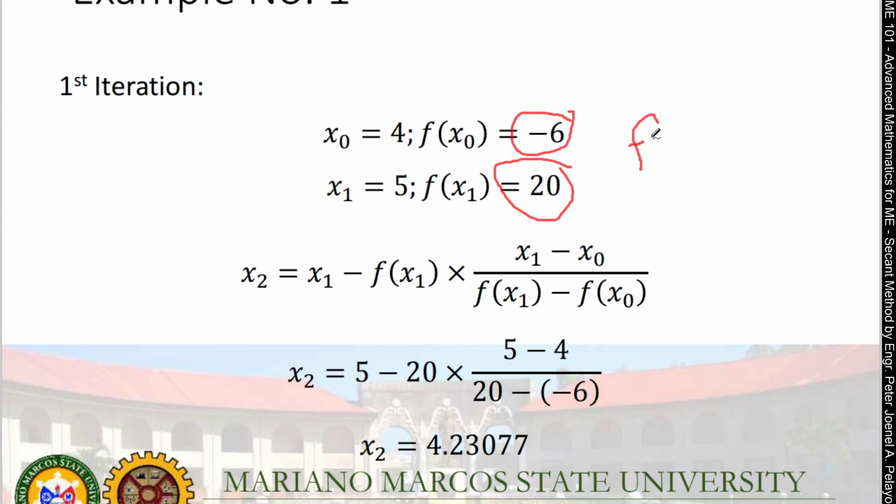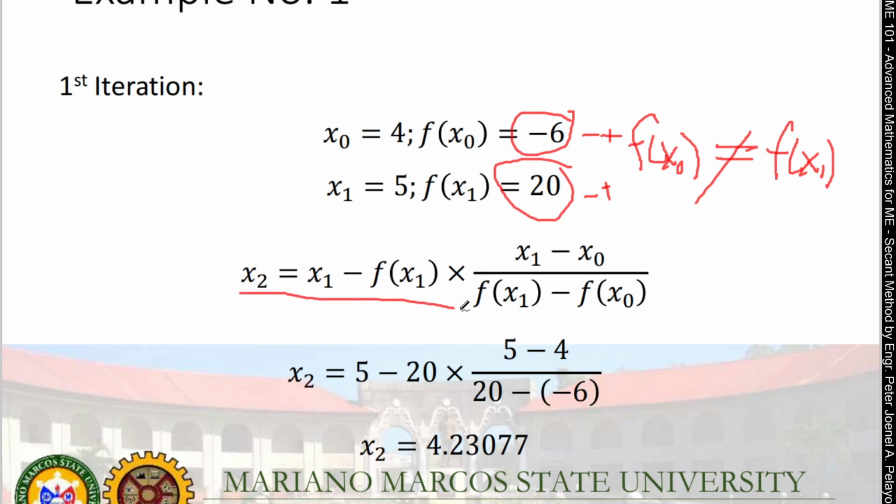Dapat f(x0) is not equal kay f(x1). Yun lang. Kahit pa parehas na negative yan, okay lang. Parehas na positive, okay lang. Or in this case, negative, positive, okay lang din. So, kukunin natin si x2. Same formula from regular falsi. So, ang x2 natin is 4.23077.